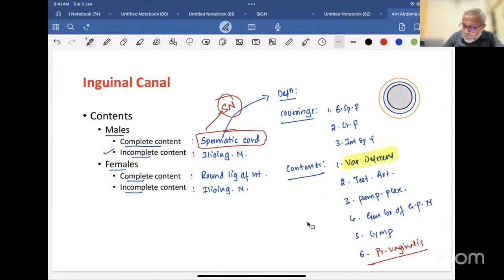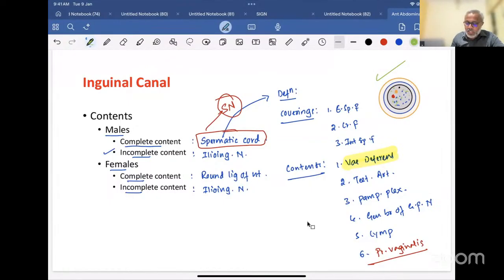And then write the vas deferens as the most important content, then the testicular artery, then we have the pampiniform plexus of veins, then we have the nerve. What nerve? So let's imagine the genital branch of genitofemoral nerve. We have the lymphatics, and we also have what? The remnants of processus vaginalis. So this diagram to show the spermatic cord and its contents, this is enough. Are we clear? So this is how we will write the anatomy of the inguinal canal if it's asked as a 10-marker question. Hope it is clear.